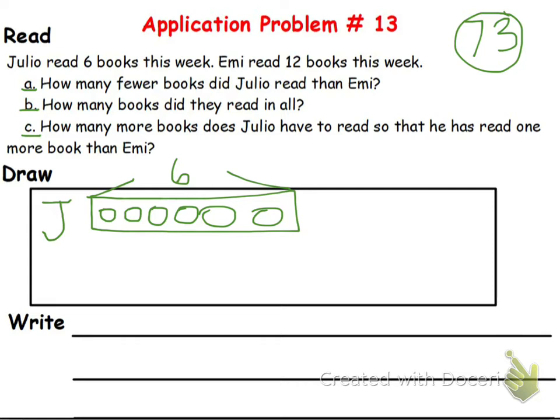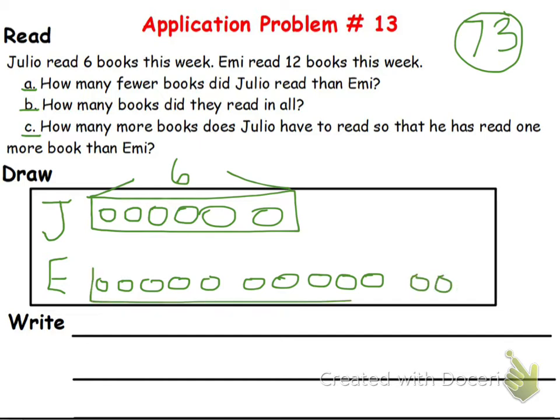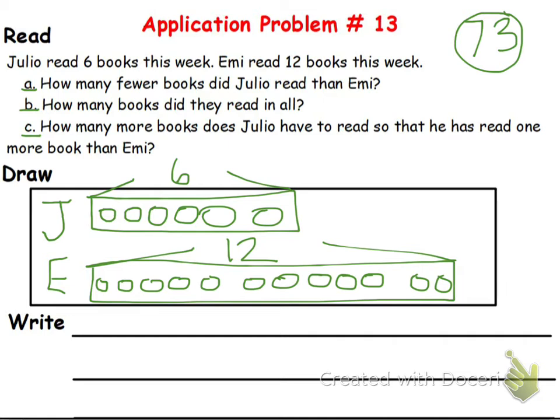And we know that Emmy read 12 books. 1, 2, 3, 4, 5, 6, 7, 8, 9, 10, 11, 12. And she didn't get any more than that. Now we have the important information drawn. Let's go ahead and answer the first question.